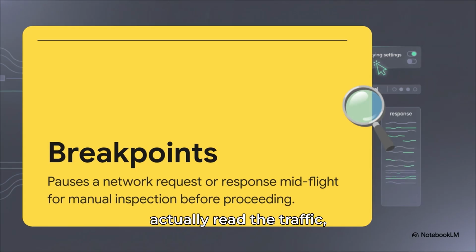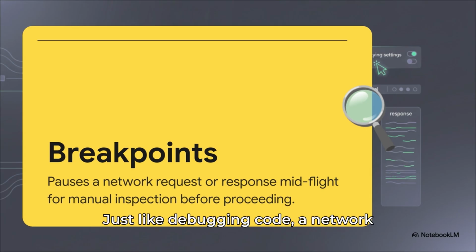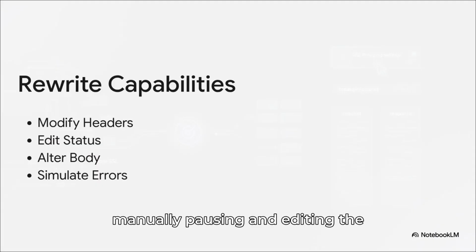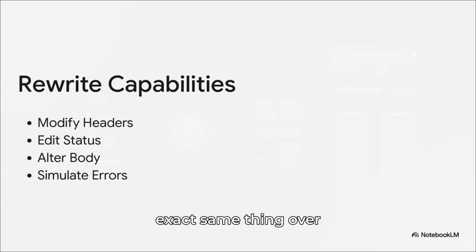So now that we can actually read the traffic, we can transition from just passively watching the network to actively controlling it. And that is exactly where breakpoints come in. Just like debugging code, a network breakpoint pauses a request or response right mid-flight. When something trips your breakpoint, a window pops up, and you can manually inspect the raw data, tweak the headers, or even rewrite the JSON payload on the fly right before you hit execute to let it finish its journey. But if you find yourself manually pausing and editing the exact same thing over and over, you're going to want to use the rewrite tool instead.